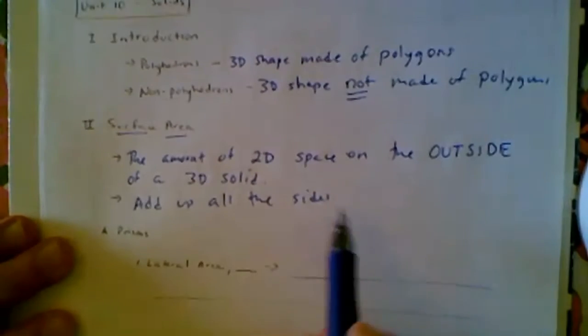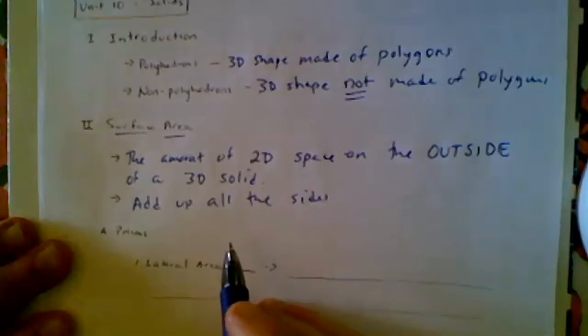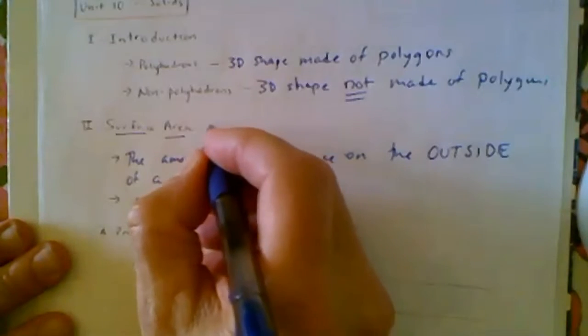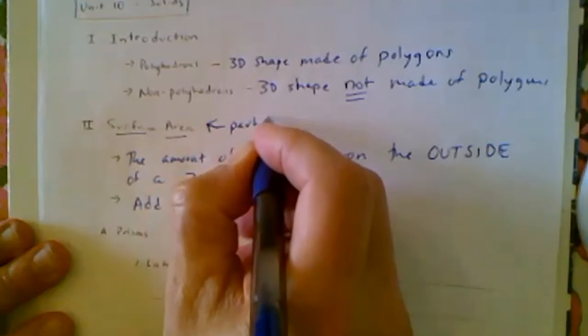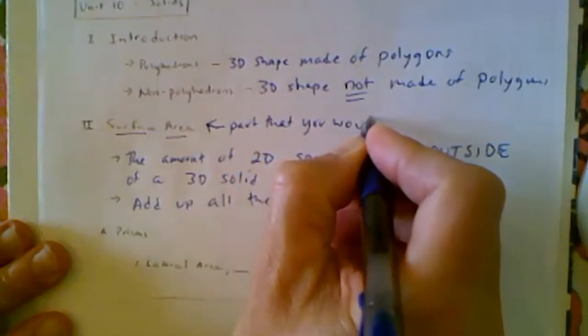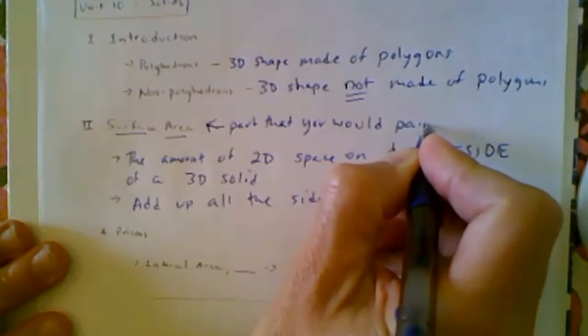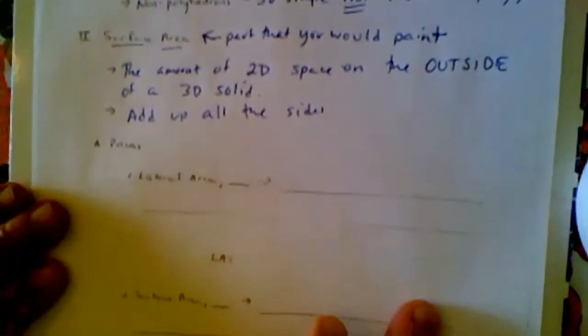So again, we'll be calculating the area of the sides and then add them all up, and that'll be the total amount of surface area. Total amount of surface area, that's basically the part you would paint of this 3D object. And then there's formulas to help us figure out that area.